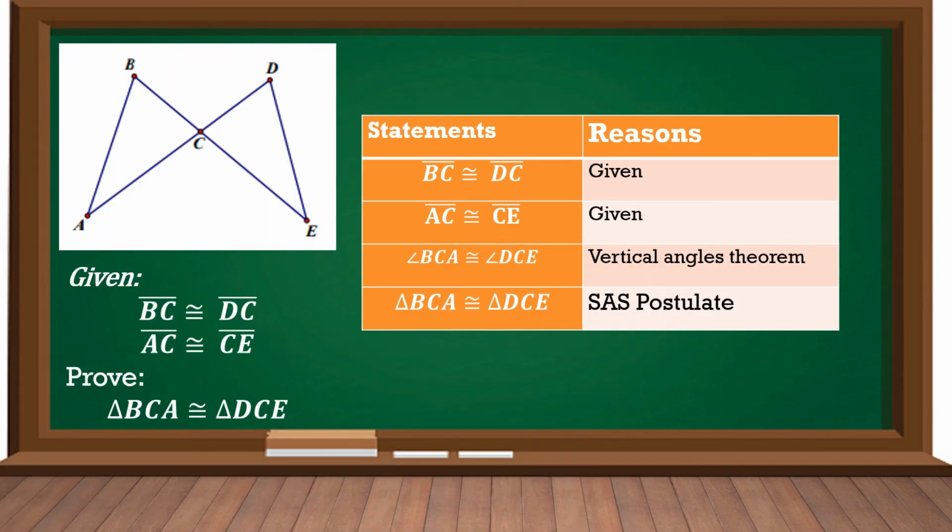We now prove that triangle BCA is congruent to triangle DCE.